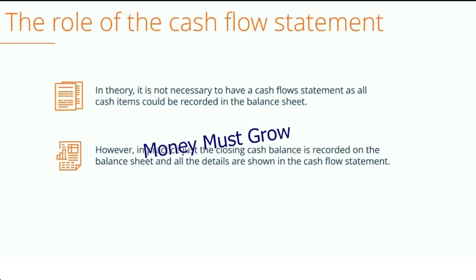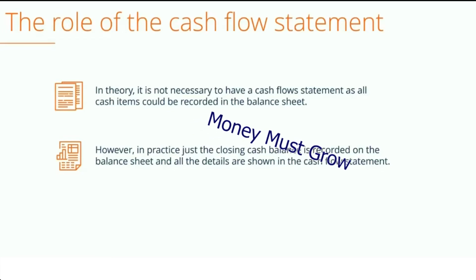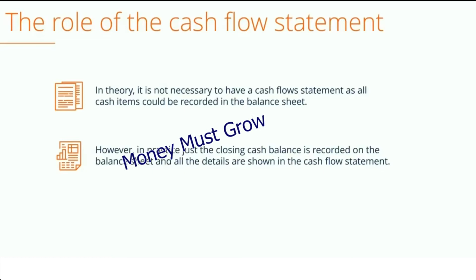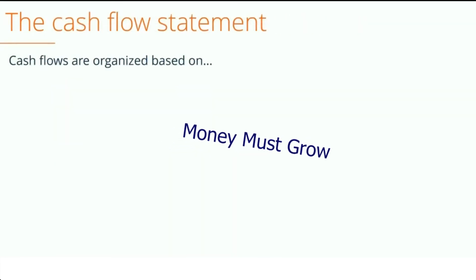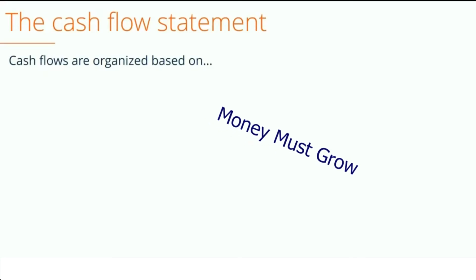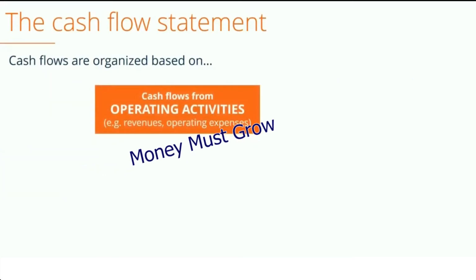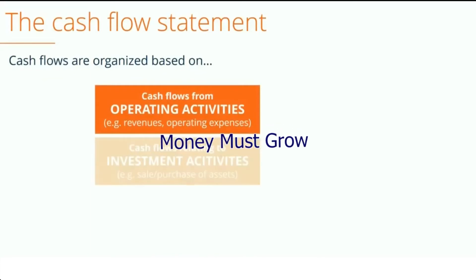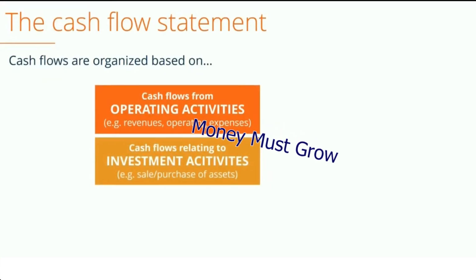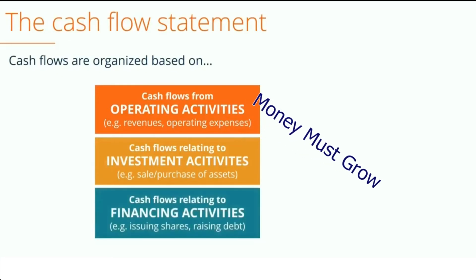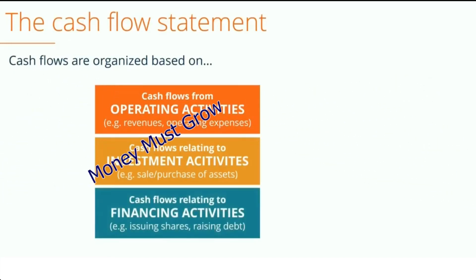Understanding where cash comes from and how it is being used is very important for managers of the business, for financial analysts, and for other users of the financial statements. The cash flow statement organizes cash inflows and outflows into three categories. The first is operating activities. The second one is investing activities. And the third one is financing activities.